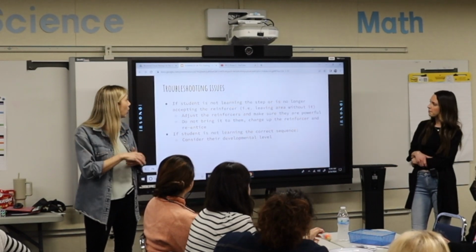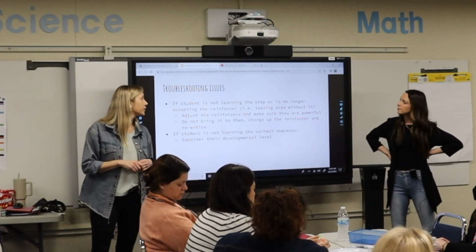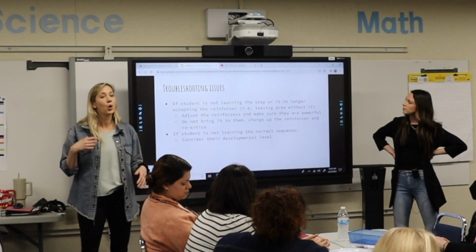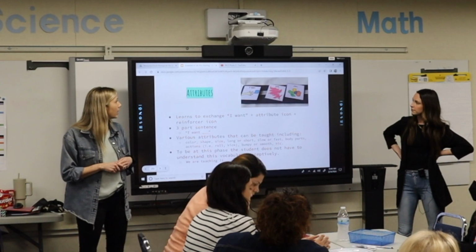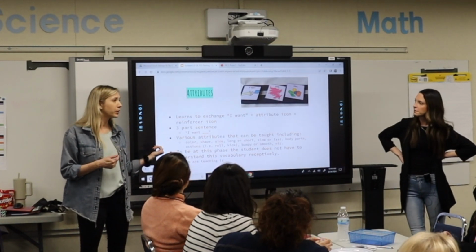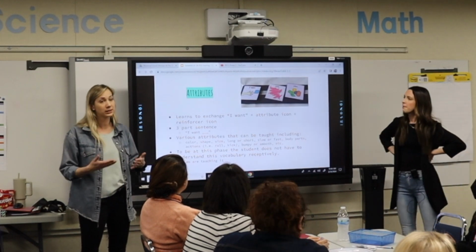So like every other step, if the student's not learning the step or is no longer accepting the reinforcer, we're either going to change up the reinforcers to make them more highly preferred. If they're still not getting it, then we're going to move back to phase 3. And like Ashley said, this is a pretty hard stage for some kids that are very low, so some kids might not actually get to stage 4.